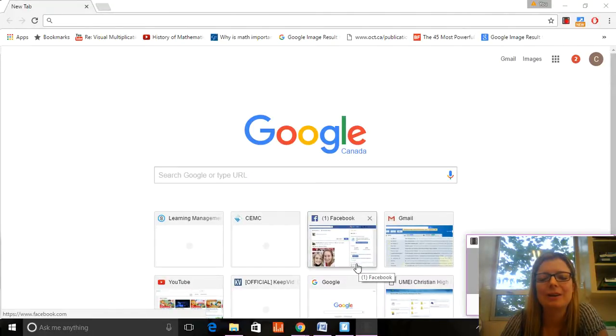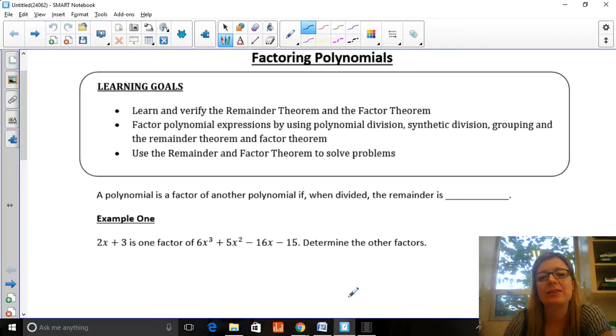Hi class, today we're going to learn about factoring polynomials. So we're taking what we know about polynomial division and synthetic division and using it to factor. In this note, we'll also learn something called the factor theorem and the remainder theorem that will help us learn how to factor polynomials, and we'll also use it a bit in problem solving.